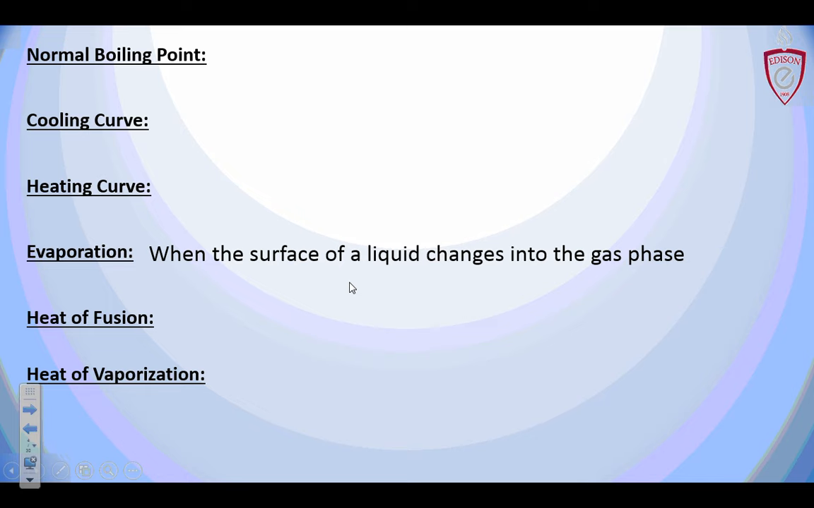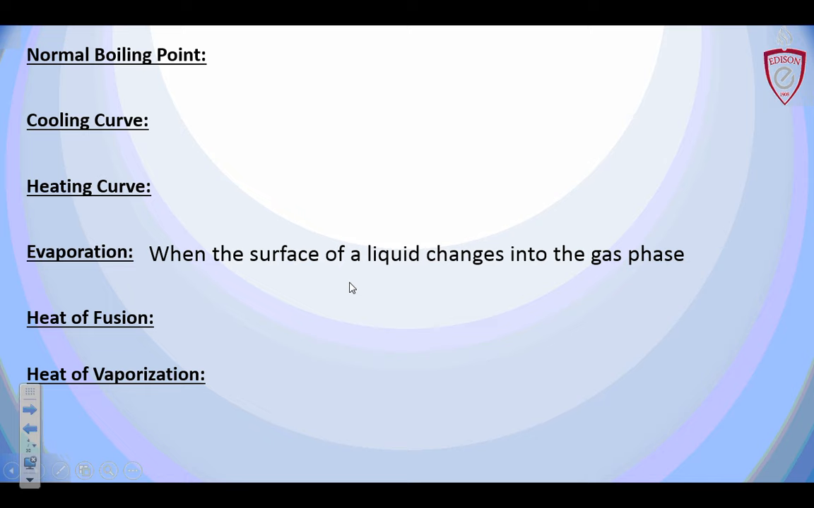Evaporation. Everybody knows evaporation. We're going to put a little twist on it. This is where the surface of a liquid, that monomolecular surface of the liquid, changes into the gas phase. It explains why, in conjunction with vapor pressure, a puddle of water at room temperature can evaporate. Because we all know that water doesn't evaporate until 100 degrees Celsius. Well, how come that puddle of water went away?